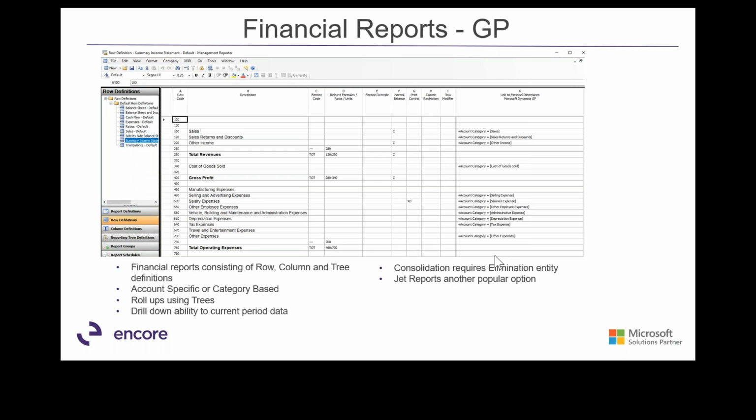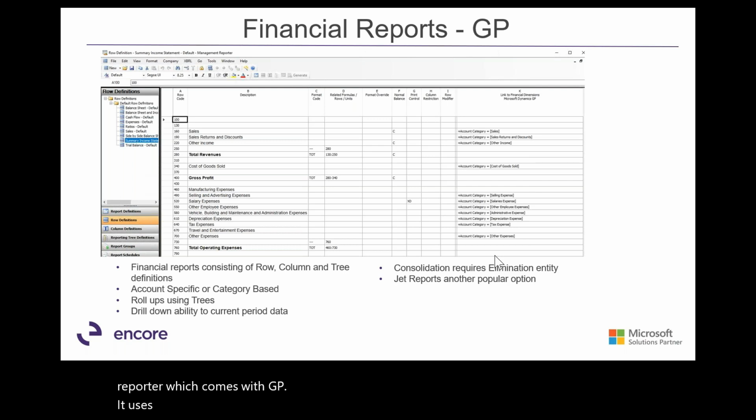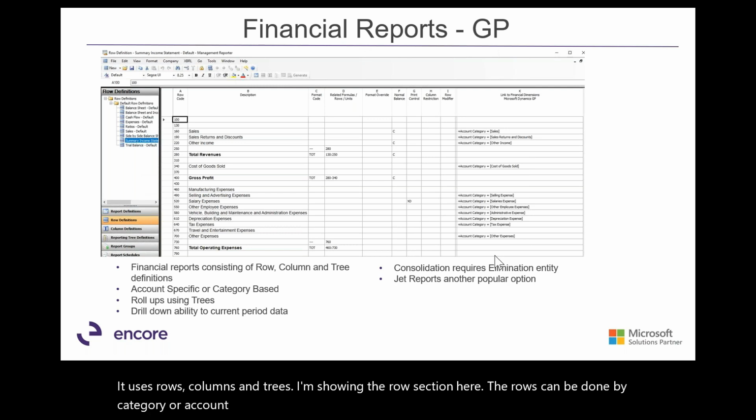Financial reports. The whole purpose of having an ERP system is to generate financial statements, and how we do it in GP is we use a piece of software called Management Reporter, which comes with GP. It uses rows, columns, and trees. I'm showing the row section here. The rows can be done by category or account, and then your columns would be periods, year to date, etc.